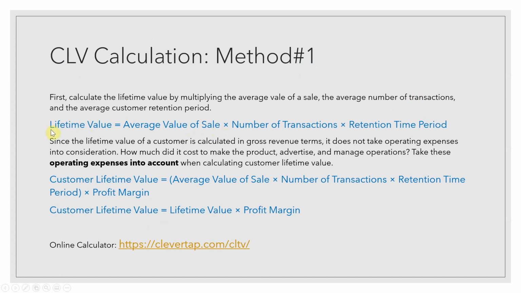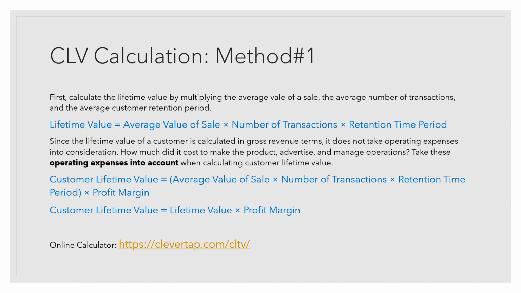So this is the formal formula for lifetime value, right? We looked at it in the previous slide, right? It's a multiplication of three different things: average value of sale, average spending, and number of transactions in a certain period, and the retention time period, the lifetime, right? So lifetime value is the multiplication of three different factors.